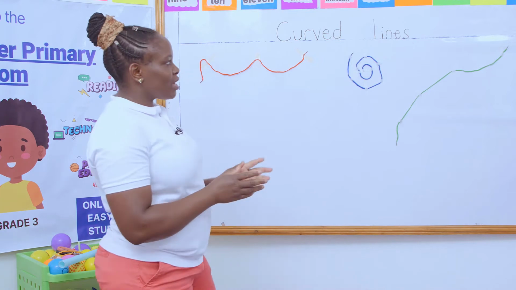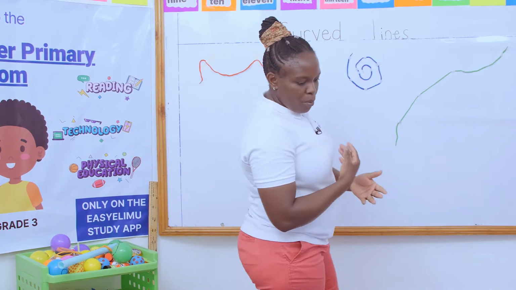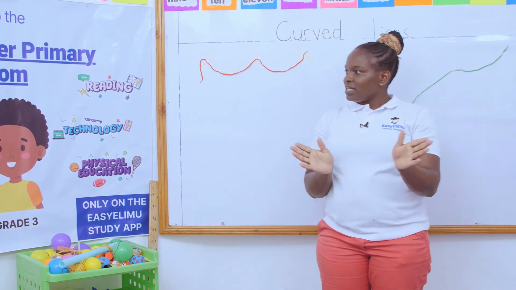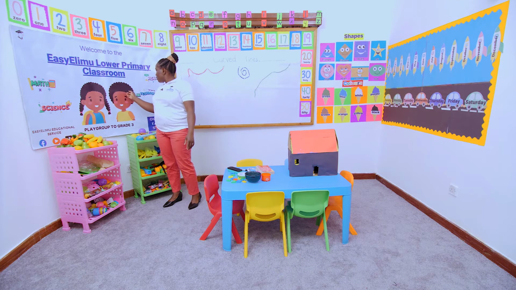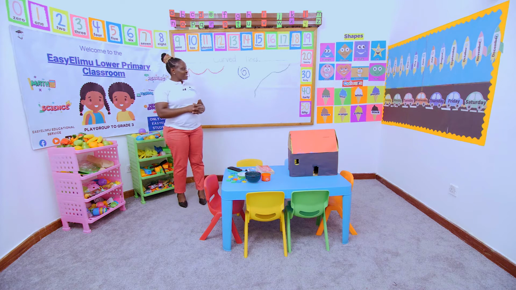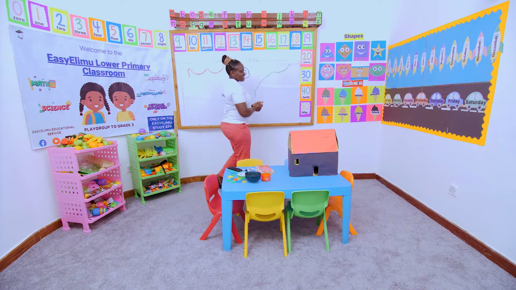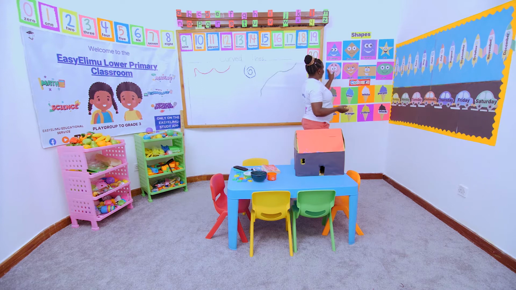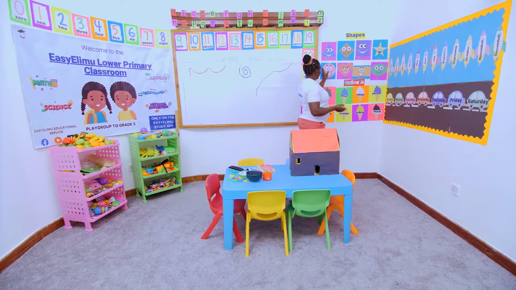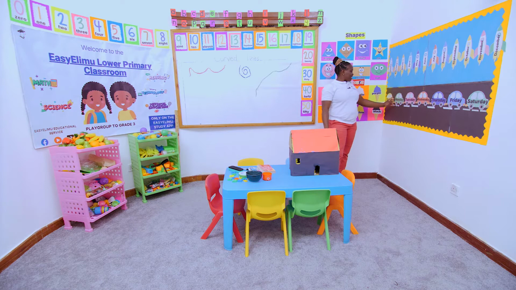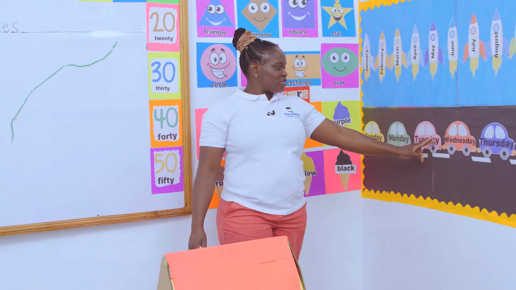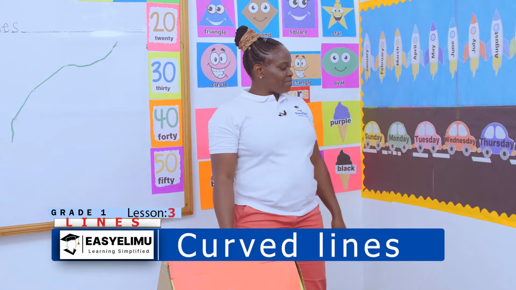Very good. Now, let's look around our classroom. What can you see that is curved, that is not straight? Look at this head. Again, what can you say about that? The head is not straight. Look at this circle. Draw the circle in the air. Look at our cars, the Sunday car, the Monday car, the one you will use on Tuesday, on Wednesday. Look at them. How are they?